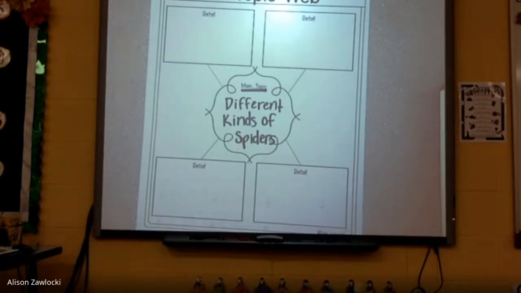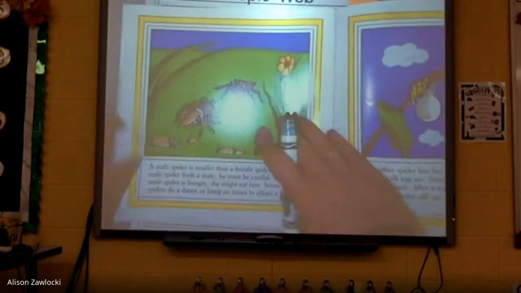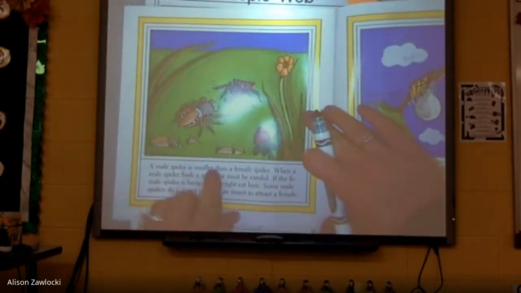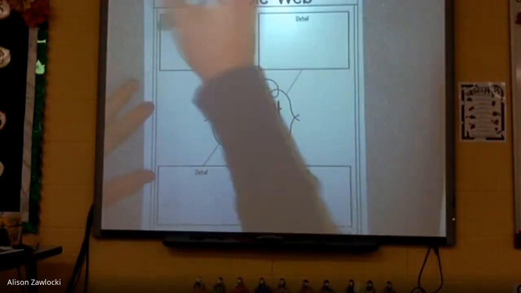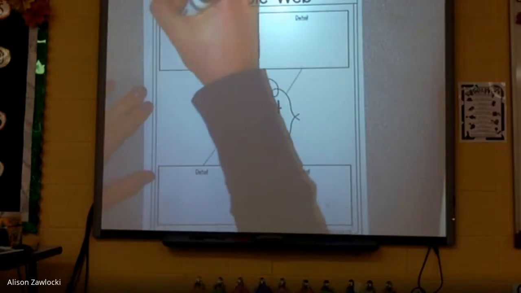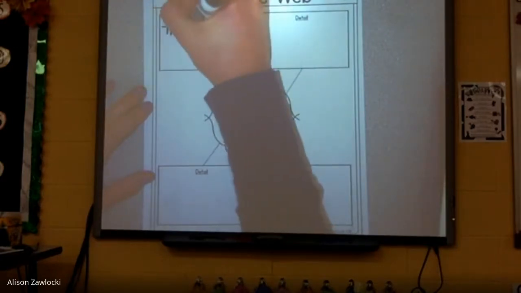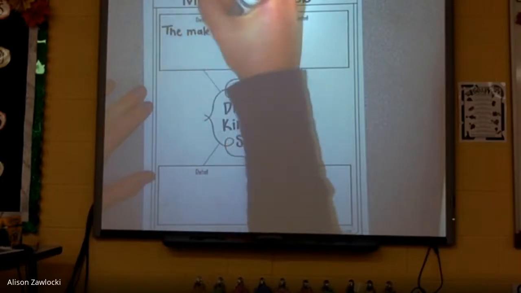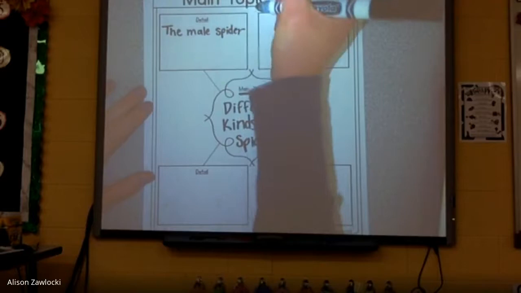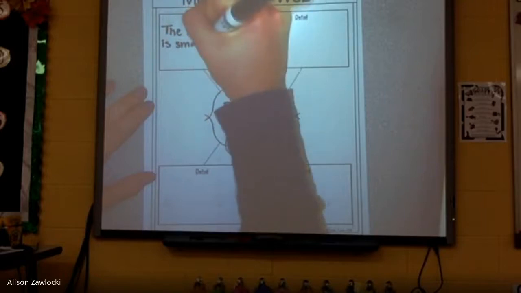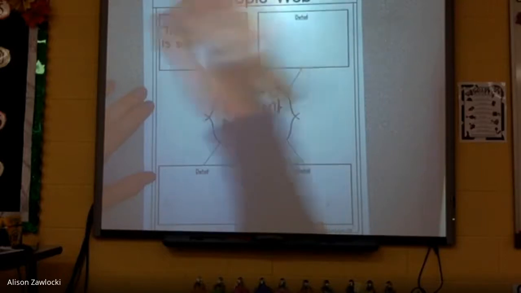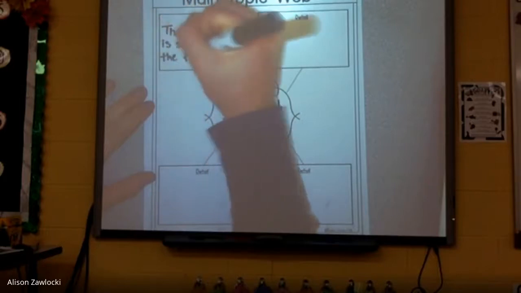So one detail we learned about in the first half of this book that supports that there are different kinds of spiders: there are male and there are female spiders. The male spider is smaller than a female spider. So let's go ahead and write that. We're going to write in a complete sentence for our details. The male spider is smaller than the female spider.